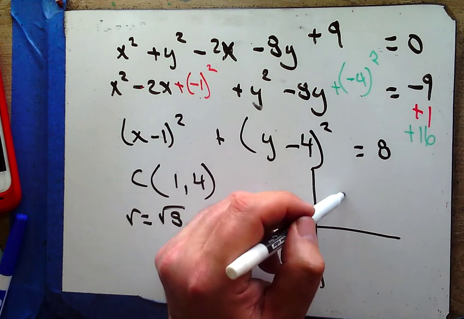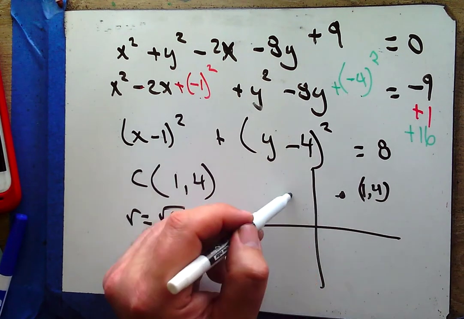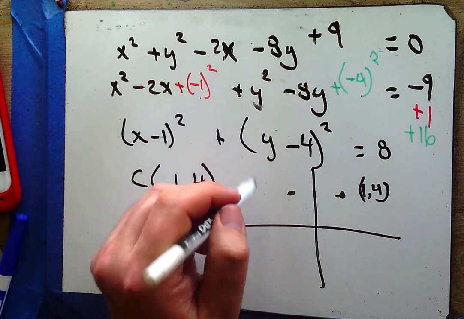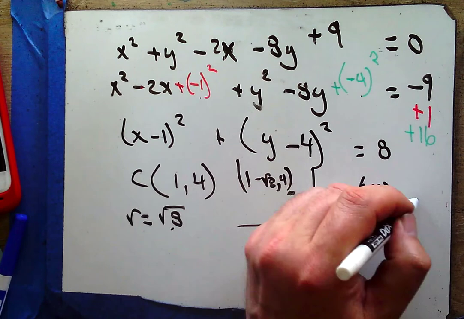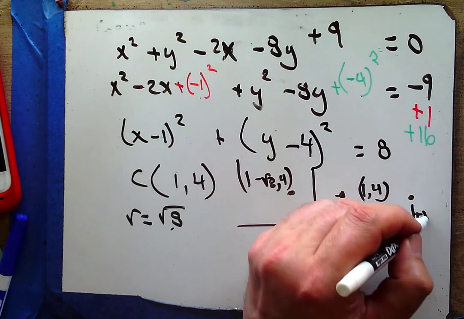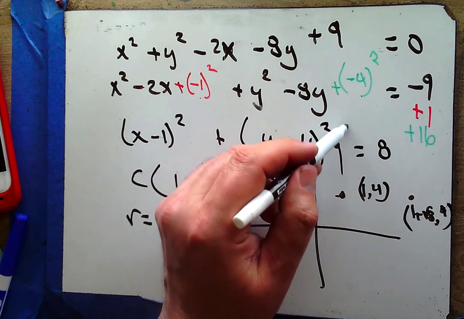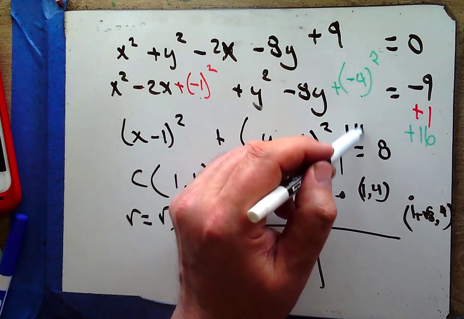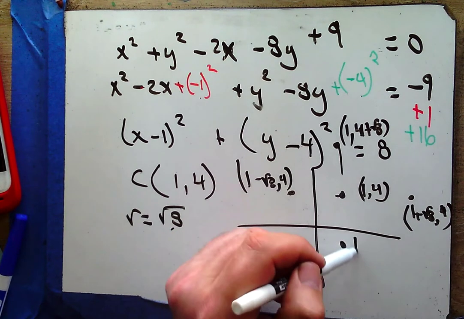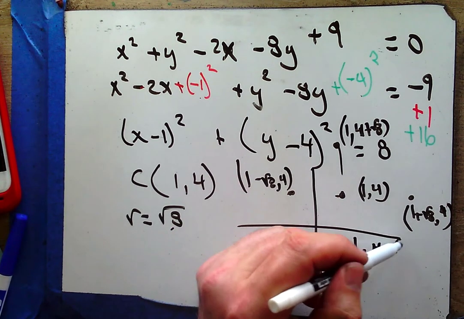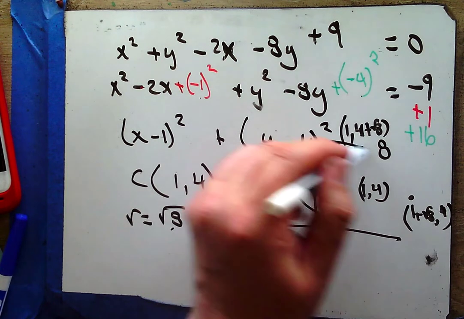So how would I graph that? Well, here's 1, 4, the center. If I go left square root of 8, that's 1 minus root of 8, comma 4. If I go this way, it's 1 plus root 8, comma 4. If I go this way, it's 1, comma 4 plus root 8. And this one will be 1, comma 4 minus root 8.